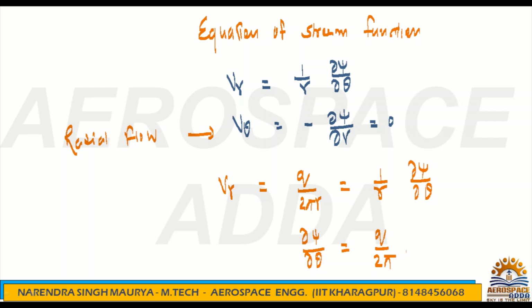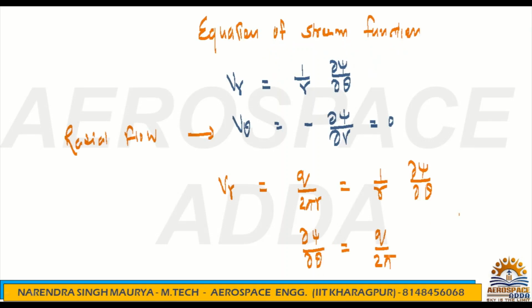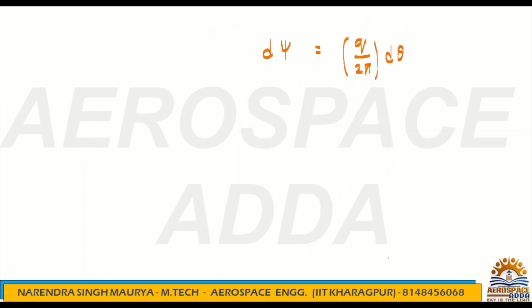What is the dψ then? You can write dψ is nothing but q upon 2 pi into dθ. See, ∂ψ/∂θ is equal to q upon 2 pi, or you can write dψ is equal to q upon 2 pi dθ.